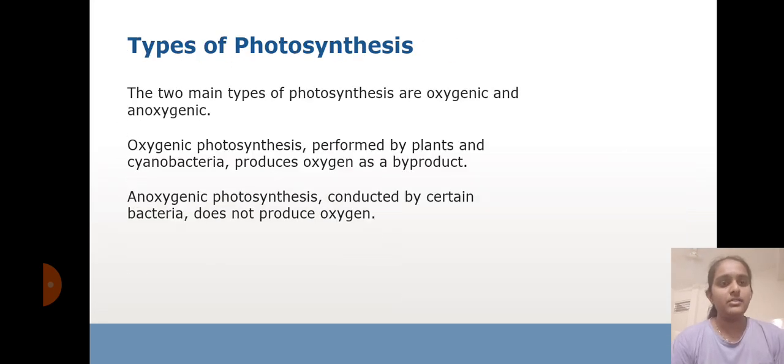Types of photosynthesis in the plants. There are mainly two types of photosynthesis in plants. The two main types of photosynthesis are oxygenic and anoxygenic. First, oxygenic. Oxygenic photosynthesis performed by plants and cyanobacteria produces oxygen as a byproduct. This oxygen is used by humans in the process of respiration. And anoxygenic photosynthesis, conducted by certain bacteria, does not produce oxygen.